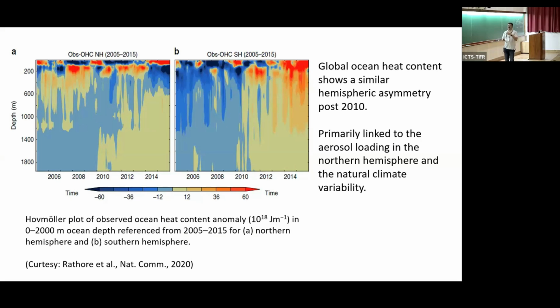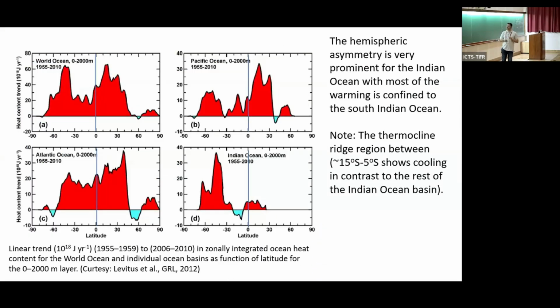This picture is taken from Saurav, who is also here. It shows the time series of heat content anomaly for the northern hemisphere, on the left, and the southern hemisphere, on the right. What you see here is a switch in the sign for the southern hemisphere. After 2010, there is a hemispheric asymmetry which is there globally, but it is true for the Indian Ocean as well. But the Indian Ocean also has some more specific features.